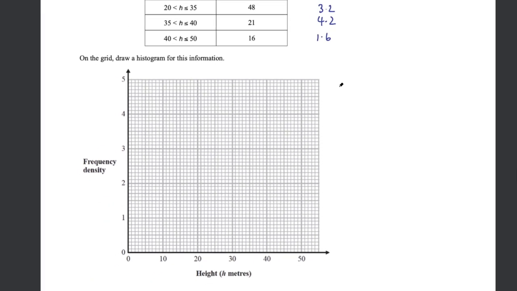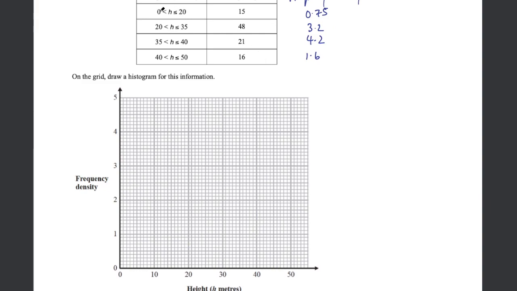Okay, so might have to zoom out a little bit here. So the first bar is going to have a width of 20. So it's going to go up to 20 and it has a frequency density of 0.75. So look carefully at this scale. This one is going up by 0.1 or tenths. So 0.75 will be between these two lines here. Okay, so we're going to draw in. Okay, I can't get it exactly. All right, there we go. That's pretty good. So that's the height of my first bar up to 20.